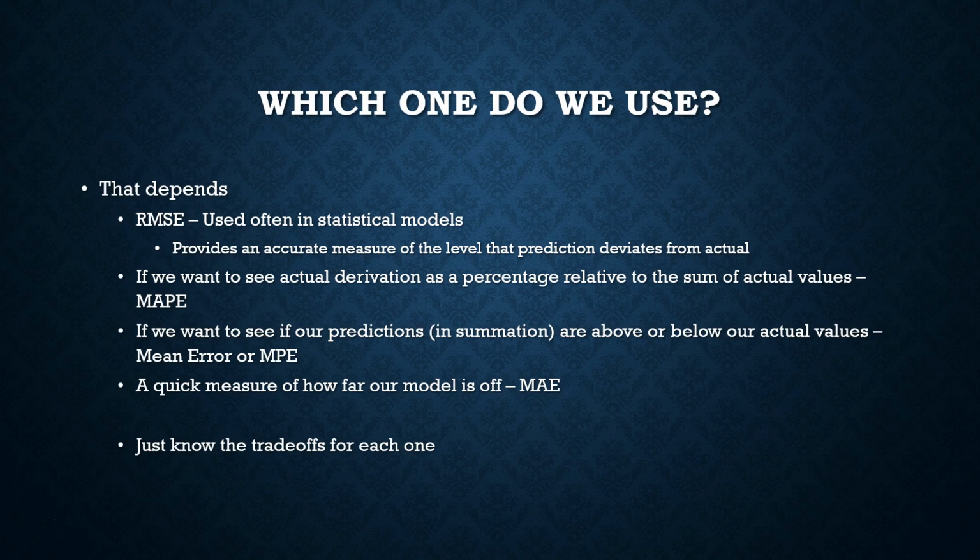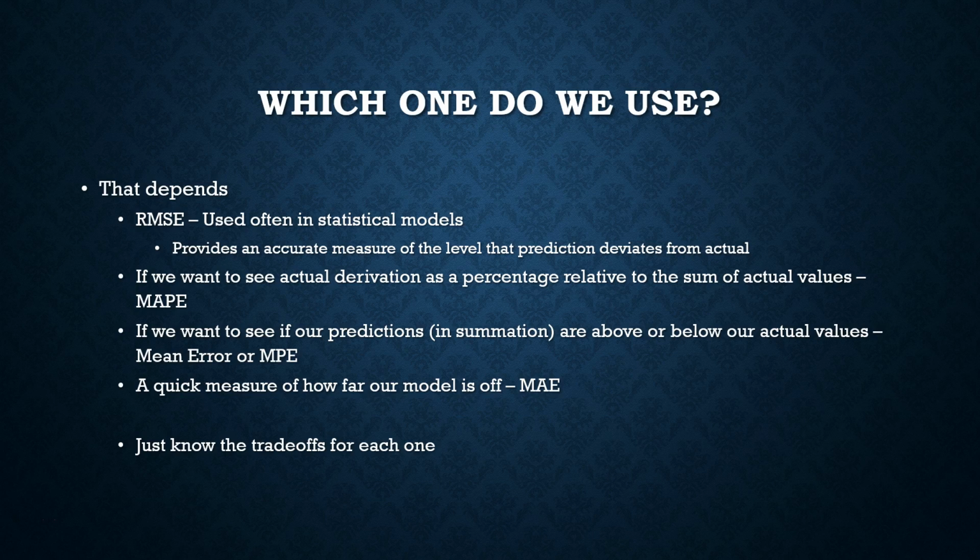If we want to see our predictions in summation, how well they are above or below the actual values, we can use mean error like we did in the linear regression models in the data mining class, or the mean percentage error. That just shows us, are we running high, are we running low in aggregate compared to our actual values. And then a quick measure of how far our model is off is mean absolute error. It will just give us an idea of the average amount that we're off, regardless of whether it's negative or positive. Just know that there's trade-offs in each one. And for more information on this, it's right at the beginning of Chapter 5 in the data mining book.